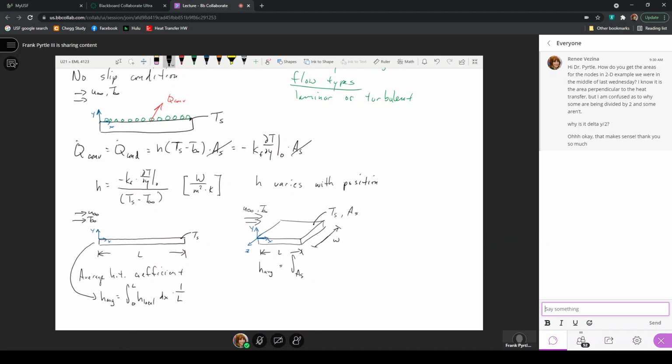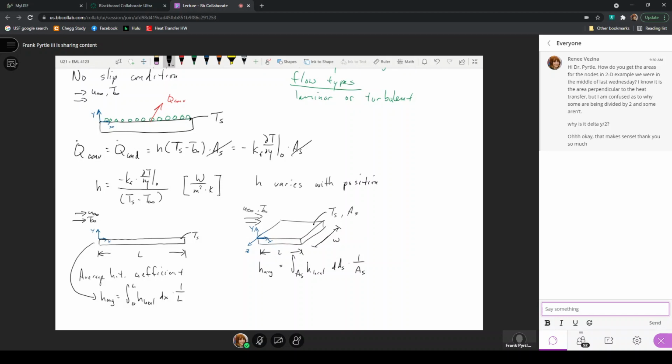I'll call it, let's say W, for the length and the width of this plate. So if I integrate over the surface area, the expression of the local heat transfer coefficients, dA_s, and then divide by the surface area, that'll give me the average value here.